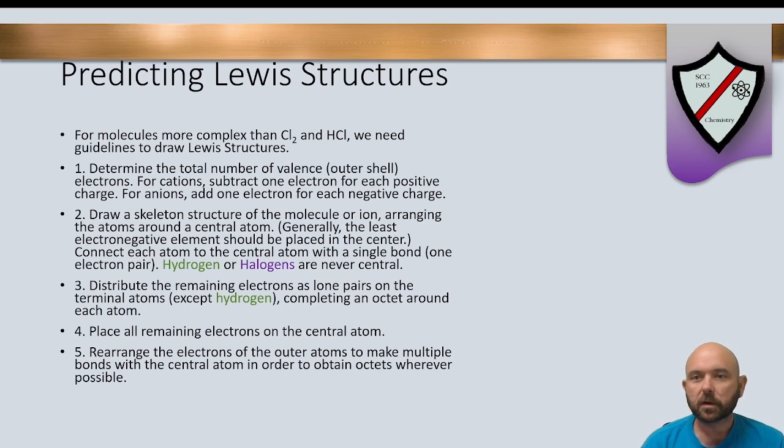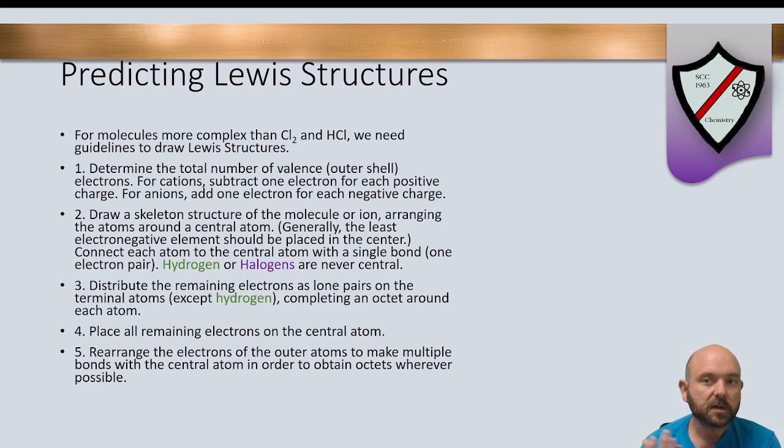So now we're going to talk about how to draw your own Lewis structures given the formula of a simple molecule. For molecules more complex than Cl2 and HCl, you can draw out the Lewis dot diagrams and line them up somewhat like Legos in order to figure out what the structure is. For more complicated molecules than that, it's really best to have a set of guidelines to help draw these Lewis structures, and we've got a set of guidelines here for us to do so.